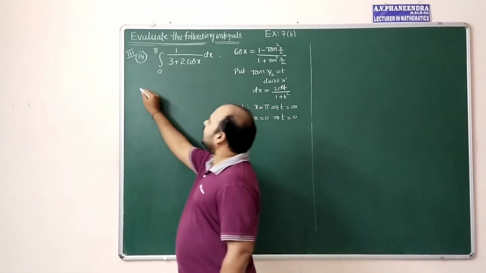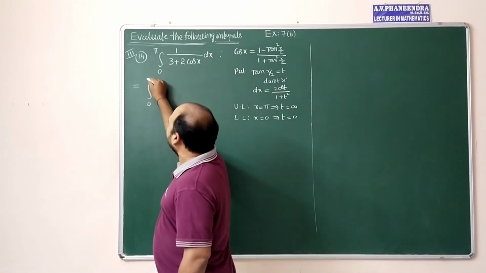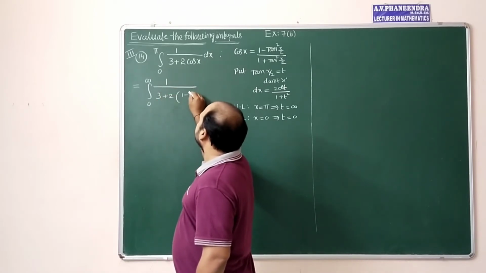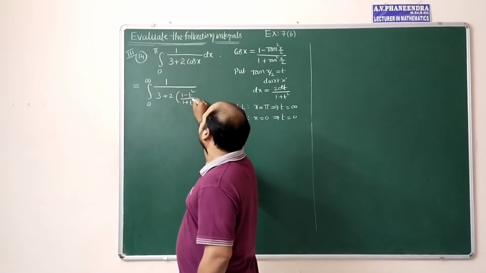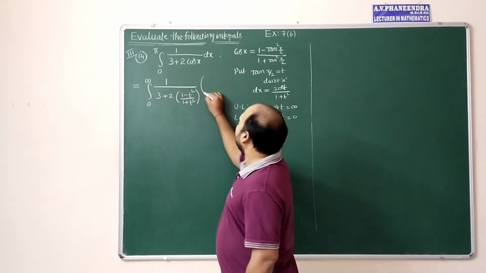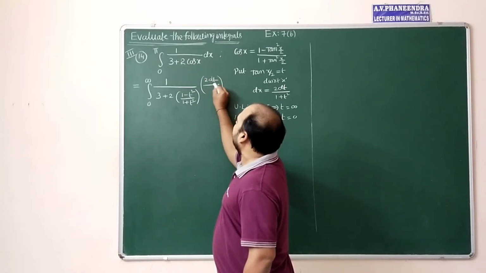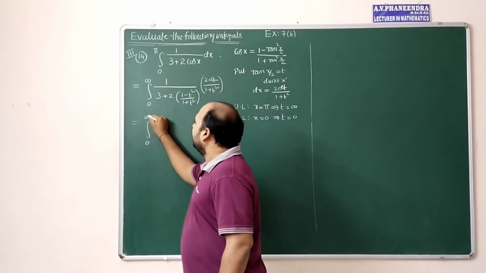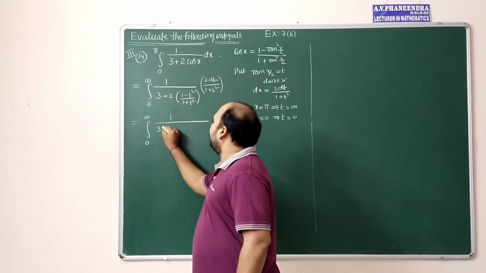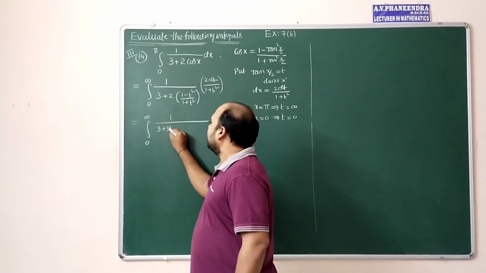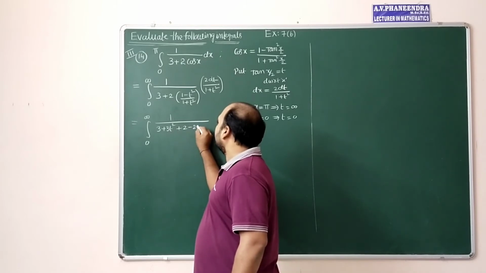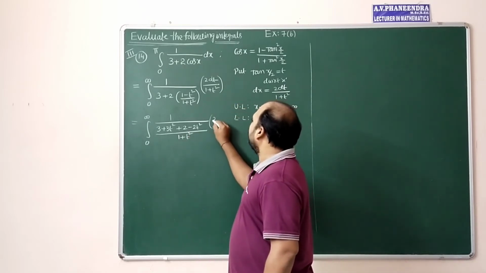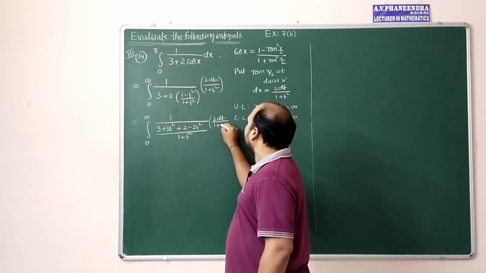So after that, the given integral becomes integral 0 to infinity 1 divided by 3 plus 2 into 1 minus t square divided by 1 plus t square, in place of dx, 2 dt by 1 plus t square. Now take LCM for the denominator. Integral 0 to infinity 1 by 3 into 1 plus t square, that means 3 plus 3t square plus 2 into 1 minus t square, 2 minus 2t square divided by 1 plus t square into 2 dt divided by 1 plus t square.